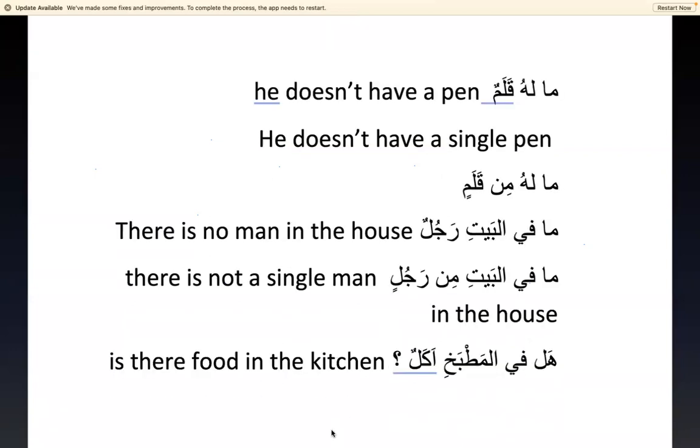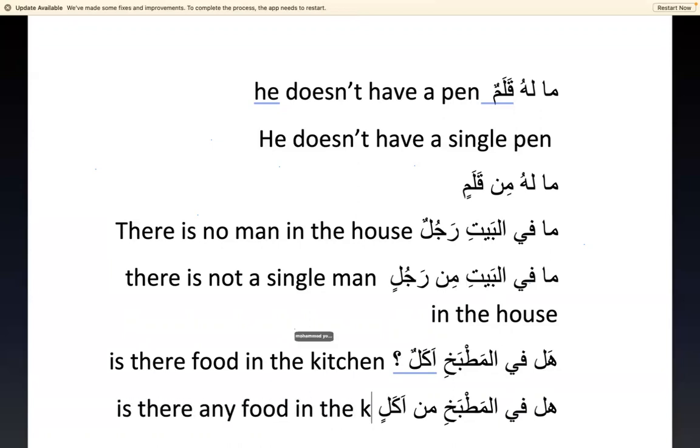Now, if you have to say, is there any food in the kitchen? How will you say it? You will say hal fil matbakhi min akalin. So you'll put min zaida. Hal fil matbakhi min akalin. This will be translated as, is there any food in the kitchen?